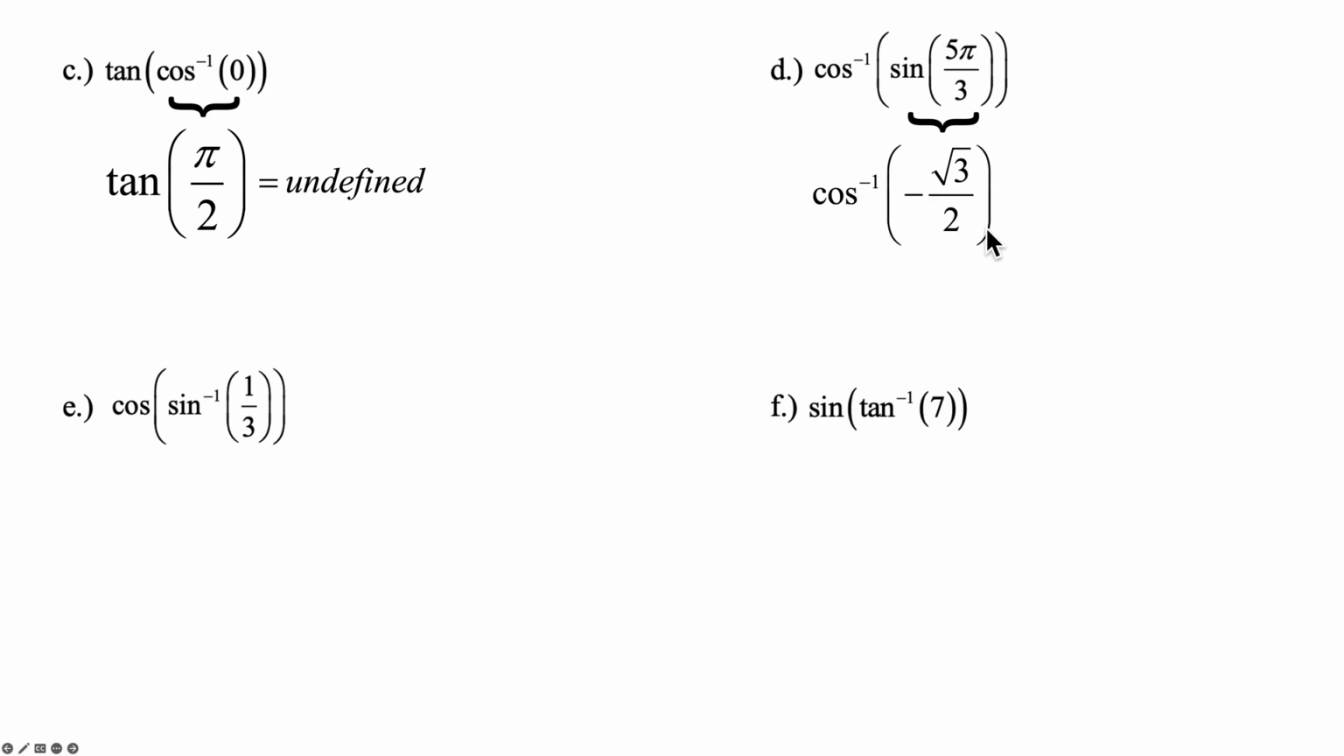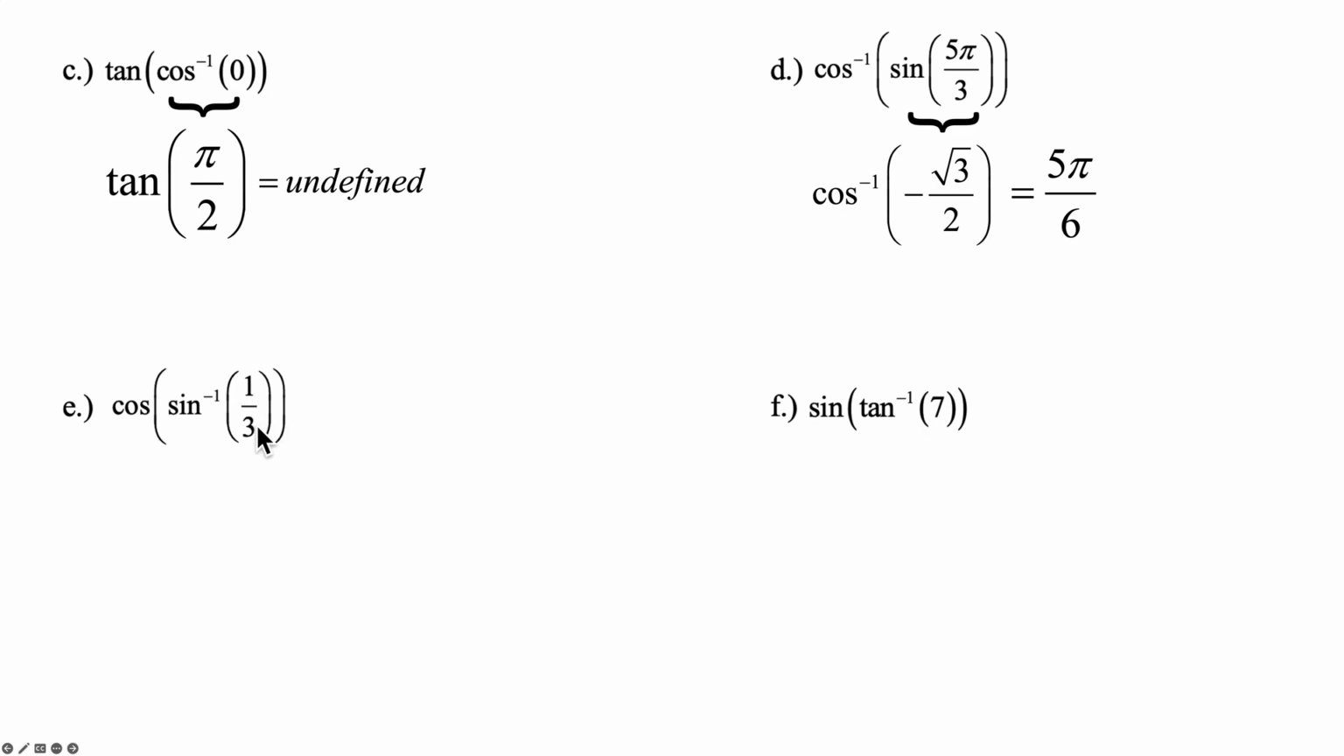Remember, sine is positive in quadrants 1 and 2, negative in 3 and 4. Now we take the inverse cosine of this negative square root of 3 over 2. For inverse cosine, if you check our chart so far, that puts us in quadrant 2. So that's a 30-degree reference angle, and quadrant 2 would be 150 degrees or 5 pi over 6.